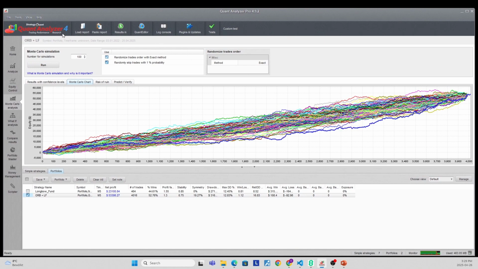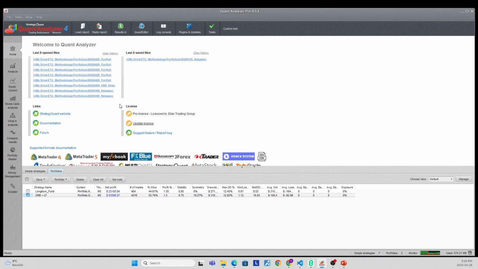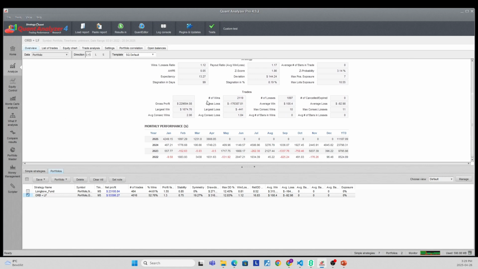I'm sure there's a bunch of tutorials on YouTube which will show you exactly how to do that, and there are quite a few functions which enable you to randomize as well. You can always Google Excel randomizer functions, but this is Quant Analyzer 4, which is a phenomenal tool, which I would recommend individuals use if you are somebody who wants to take trading particularly seriously. So let me show you guys this portfolio.